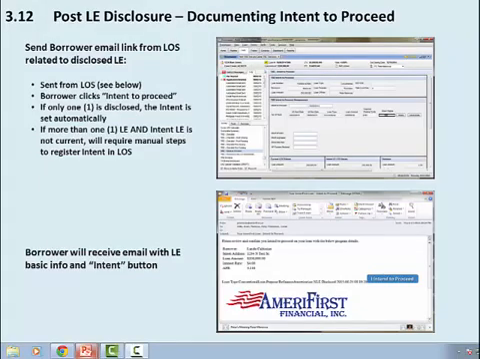The easiest, most convenient method to capture intent is to send the borrower an intent email from Encompass, where the borrower can review the LE critical loan terms and click a button to document consent. This can be done via computer or mobile device. Please note this intent method requires electronic consent. Again, when possible, please explain the benefits of electronic transactions and obtain electronic consent from each borrower.